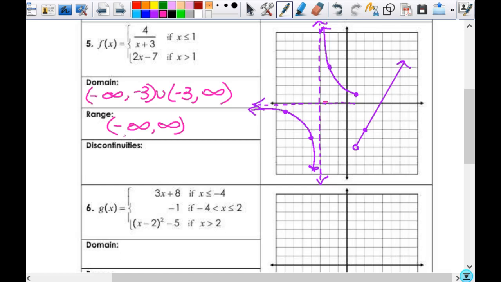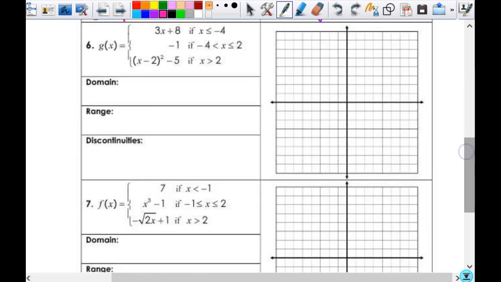How many discontinuities do I have? 2. The first one is called what? Infinite. So I have infinite discontinuity. Where? X equals -3. And then jump where? X equals 1. Okay. Everybody okay with all that? Yes? Okay, good deal. Alrighty.